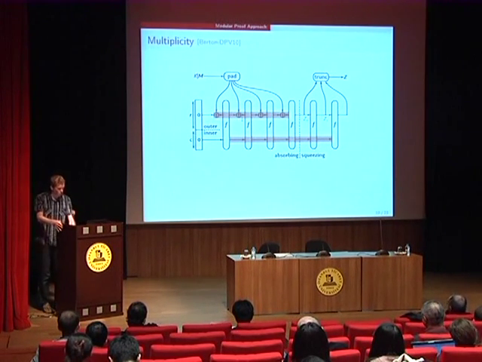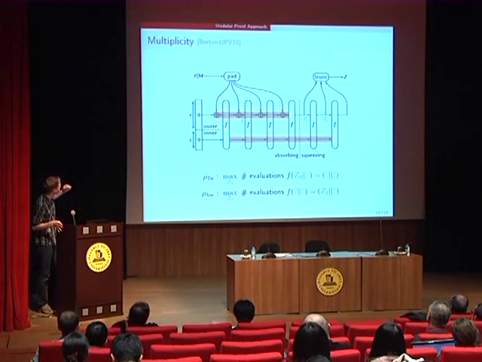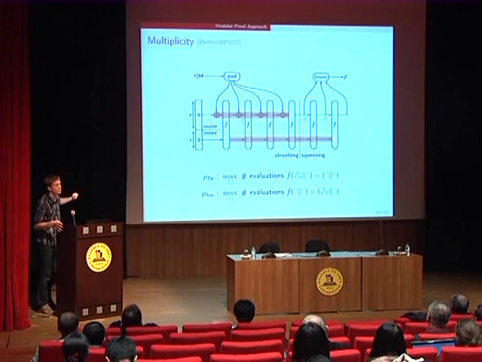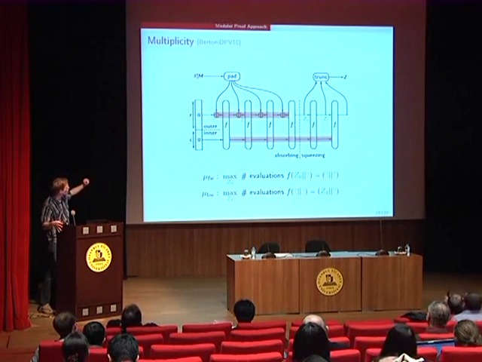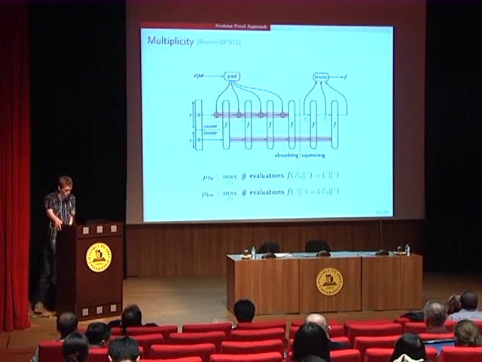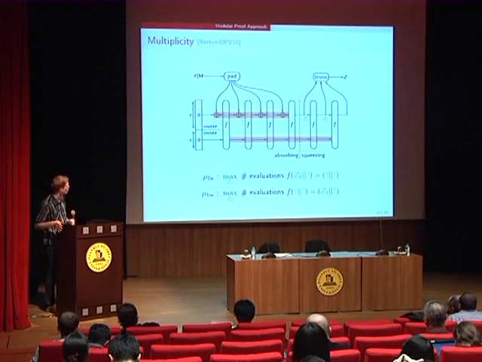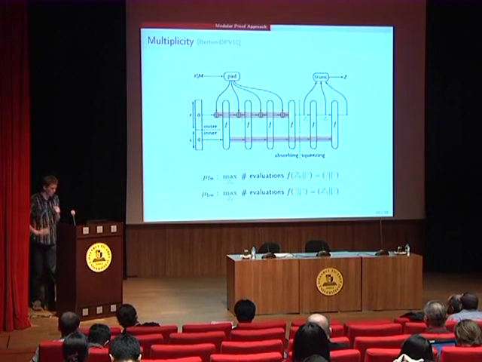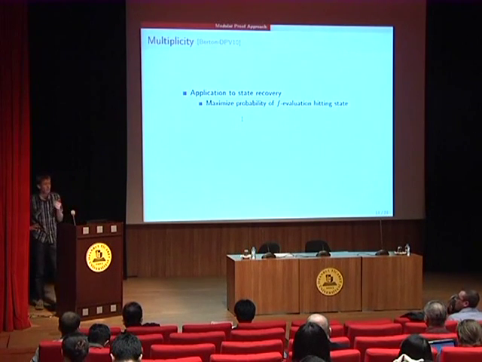The multiplicities are roughly defined as follows. For the forward multiplicity, we consider any possible value z0, and we count all f evaluations for which the rate part at the input equals z0, and we maximize over all possible z0. Similarly, for the backward multiplicity, we look at z1, and we consider all primitive calls that have a rate part at the output. I told you this multiplicity is closely related to state recovery.